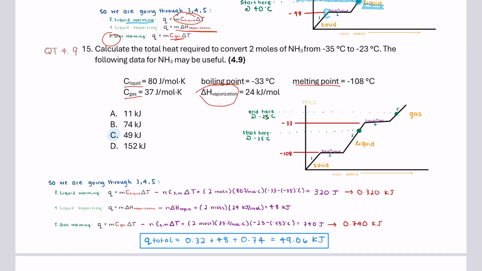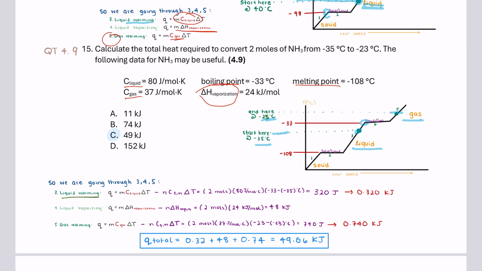Let's start by figuring out what changes are happening. We're starting at negative 35 degrees Celsius, which is below the boiling point. So ammonia starts off in the liquid phase. Then we're ending at negative 23 degrees, which is above the boiling point. So ammonia ends as a gas. That means we're passing through 3 key steps.